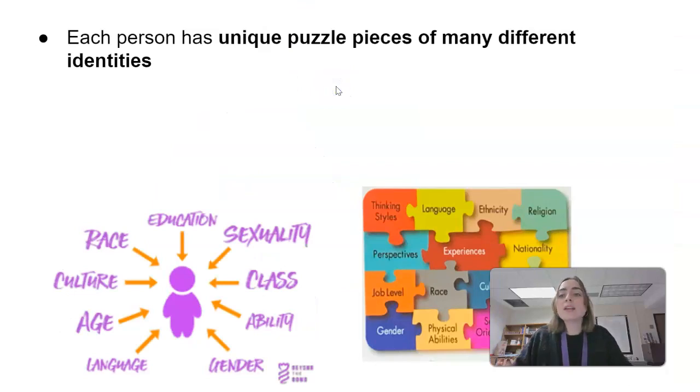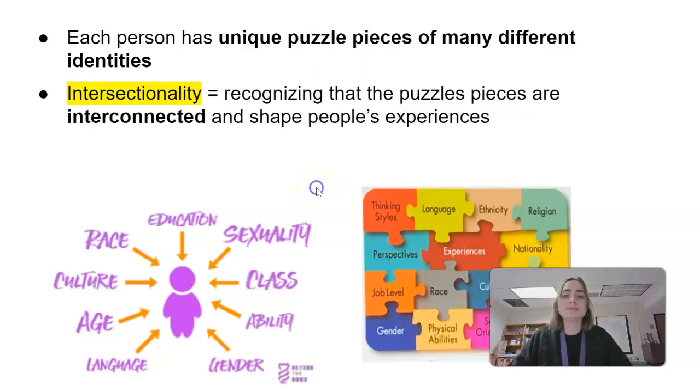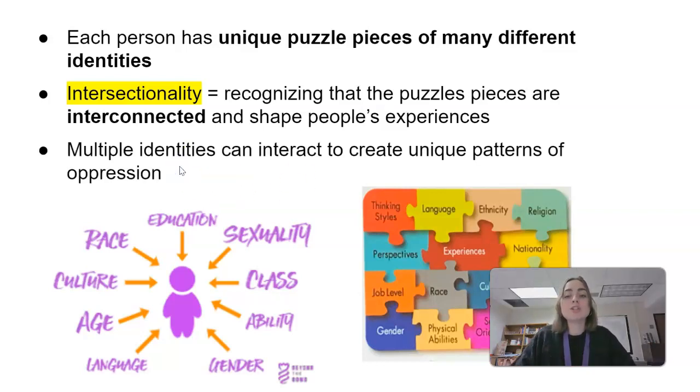So with intersectionality, it's important to understand that each person has unique puzzle pieces of many different identities that come together to create who we are. Intersectionality is recognizing that the puzzle pieces are interconnected and shape our experiences in the world and shape how the world treats us. So multiple identities can interact to create unique patterns of oppression.